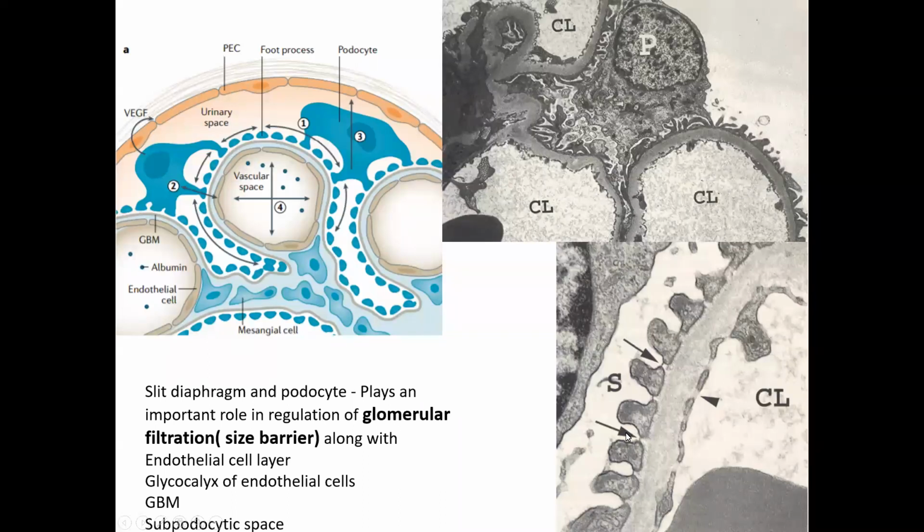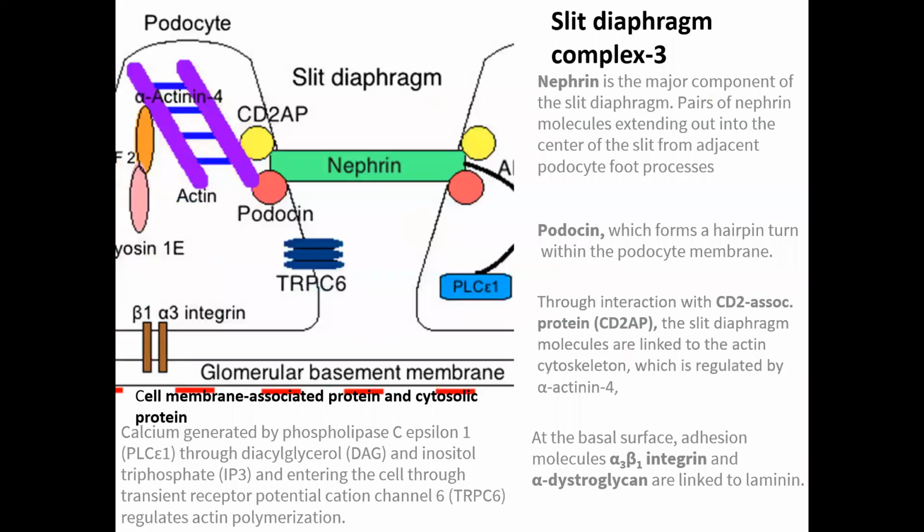This is just a high power view of the foot processes. We can see the foot processes of the podocytes, and between the foot processes we can see the slit diaphragm. This is the slit diaphragm, this is the basement membrane, and these are the fenestrations present in the endothelial cell layer. So the slit diaphragm is also important.